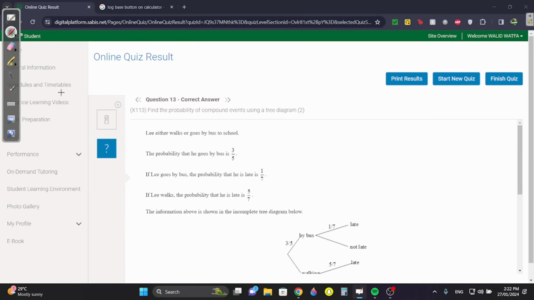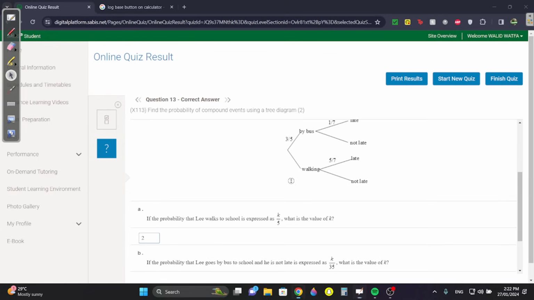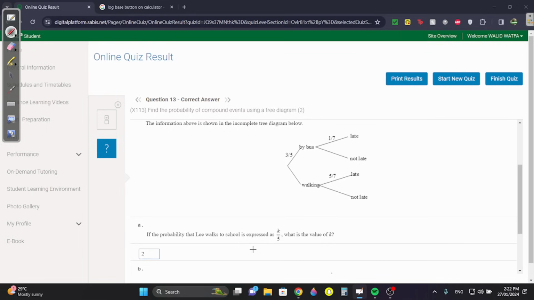Okay, probability questions, they're very easy. Let's start, and I won't read. The probability that Leah walks to school is expressed as k over 5. Going by bus is 3 over 5, so what will be walking? 2 over 5. Why? Because you just do 5 minus 3, you get 2 over 5. Everybody should know this. I'm saying this is very easy, basic probability, 2 over 5.